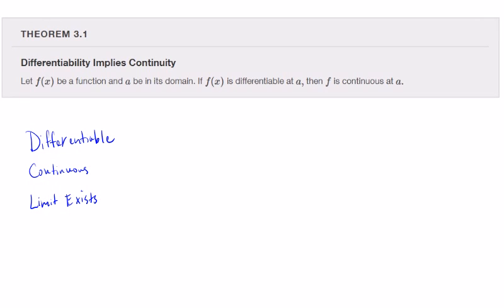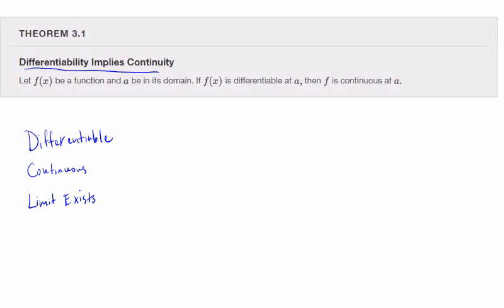All right, so one thing that's true is that differentiability implies continuity. So if a function is differentiable at a given point a, then it must be continuous at that point as well, okay? So it has to be continuous in order for it to be differentiable.